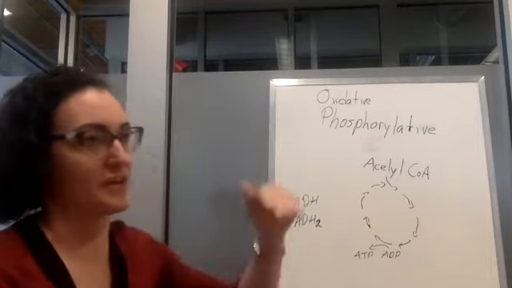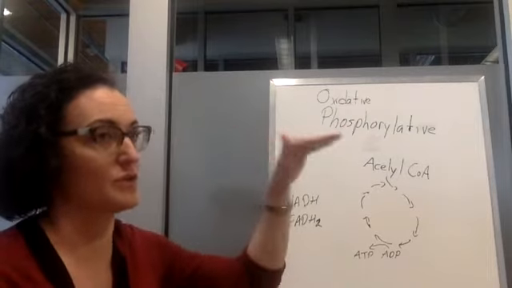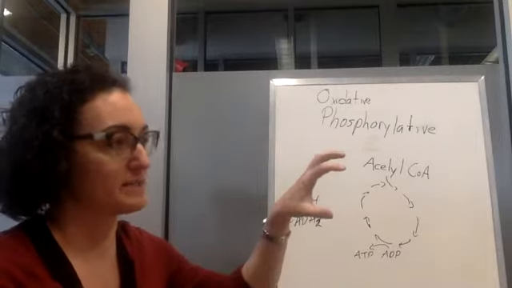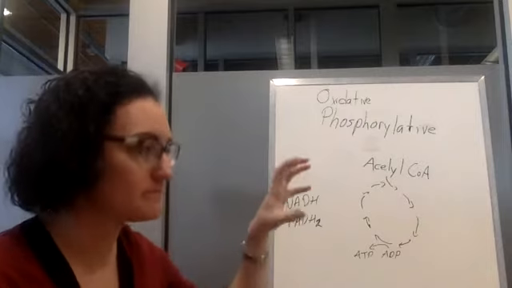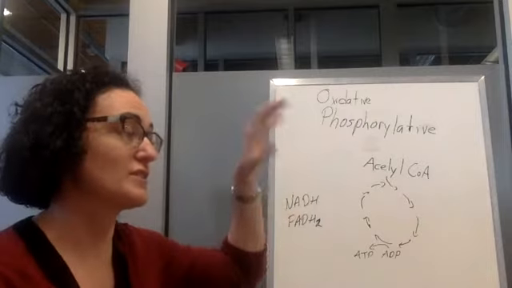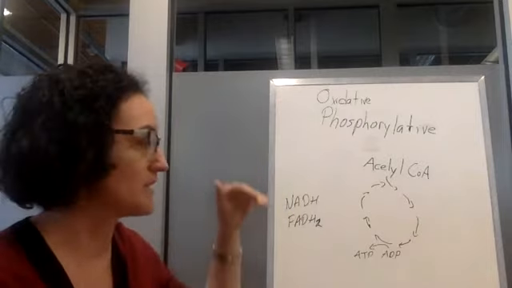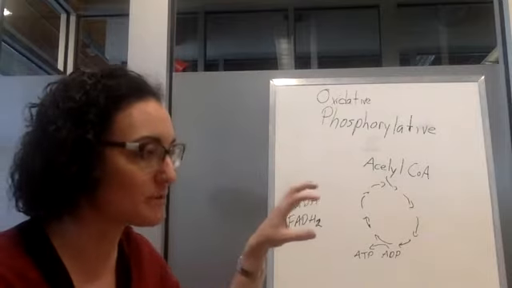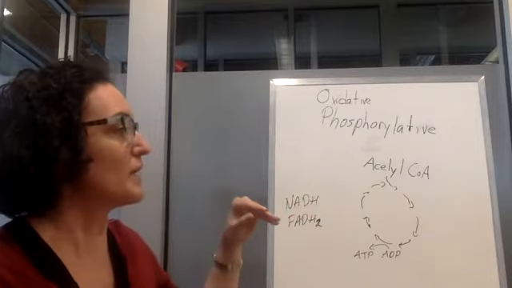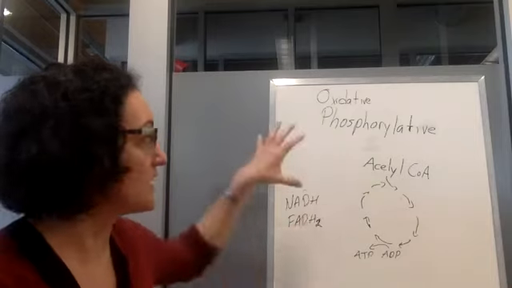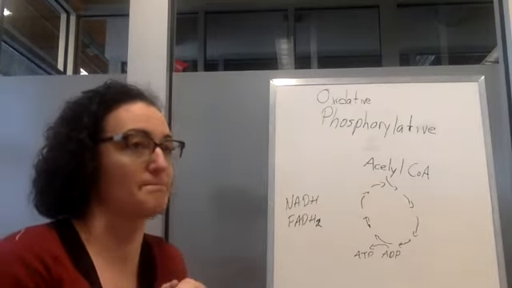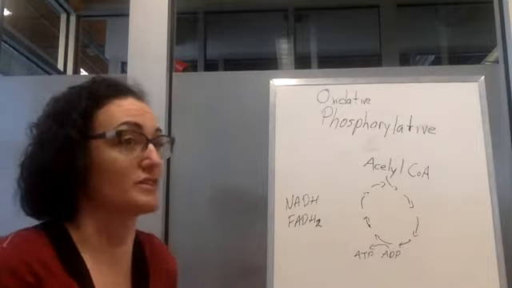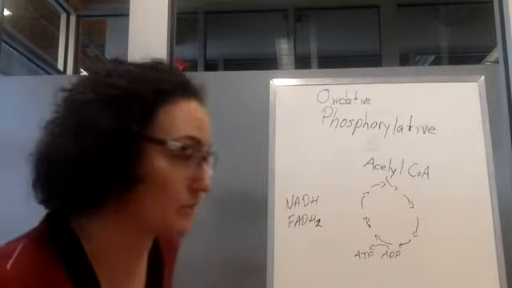So if you look at the hierarchy: phosphocreatine, very fast, low capacity. The glycolytic pathway, the anaerobic one, is slower than the phosphocreatine, has a bigger capacity, produces a little bit more ATP, but it doesn't produce as much ATP as the oxidative phosphorylative pathway. This one needs oxygen, and it happens in the mitochondria, or the mitochondrion as singular.